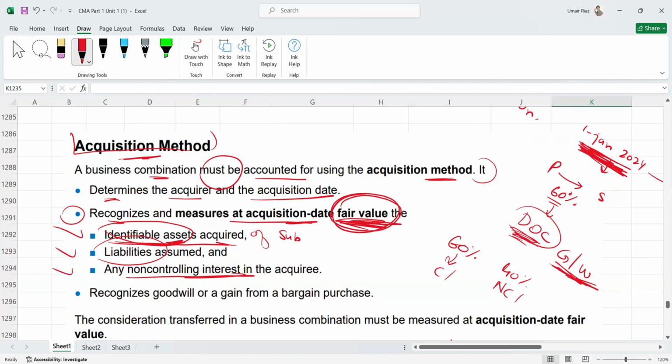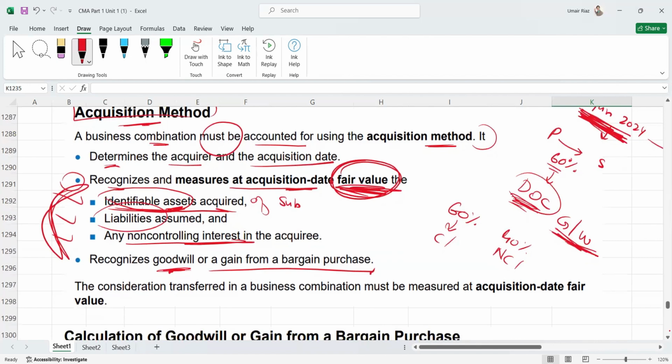And then the result of these things, by the way, would be the goodwill, or the gain from bargain purchase. So please remember, don't worry, I'll show you how to calculate goodwill or bargain purchase, because we'll use the same data to find out goodwill or the gain from bargain purchase.